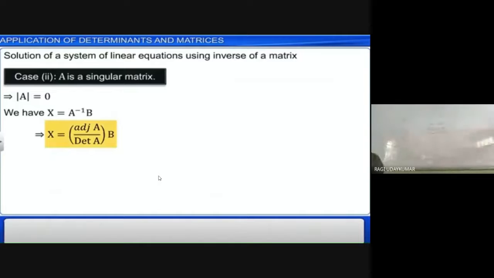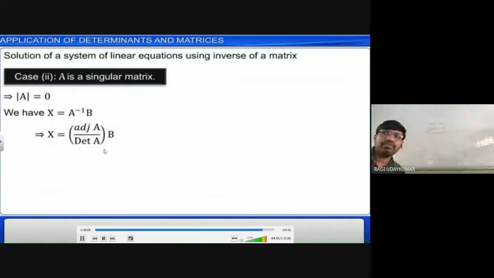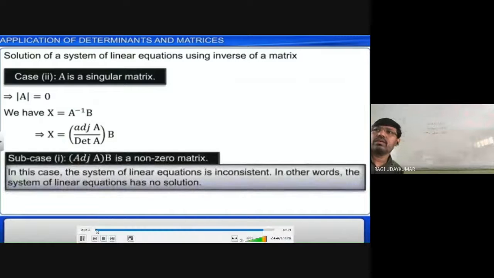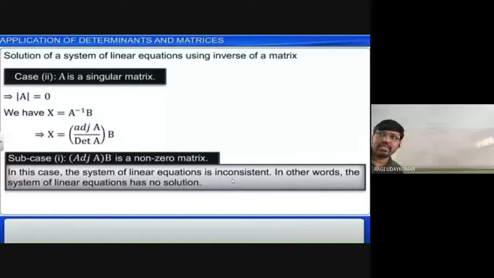Here the determinant is equal to 0, so 0 comes in the denominator. So 1 by 0 is undefined. That's why in such situations the inverse does not exist. As the inverse does not exist, if the adjoint of A into B is a non-zero matrix, then in this case the system of linear equations is called inconsistent. In other words, the system of equations has no solution.